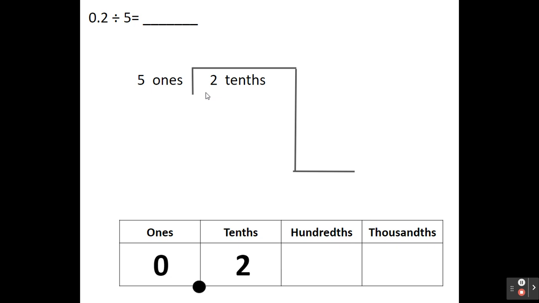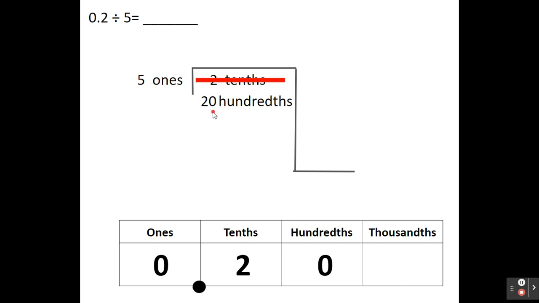We can rewrite 2/10 as hundredths. Since there's nothing in the hundredths place, we can put a 0. So 2/10 is the same as 20 hundredths. That means we can cross off the 2/10 and rewrite it as 20 hundredths. Well, now we can figure out what we can multiply by 5 to get closest to 20 without going over.